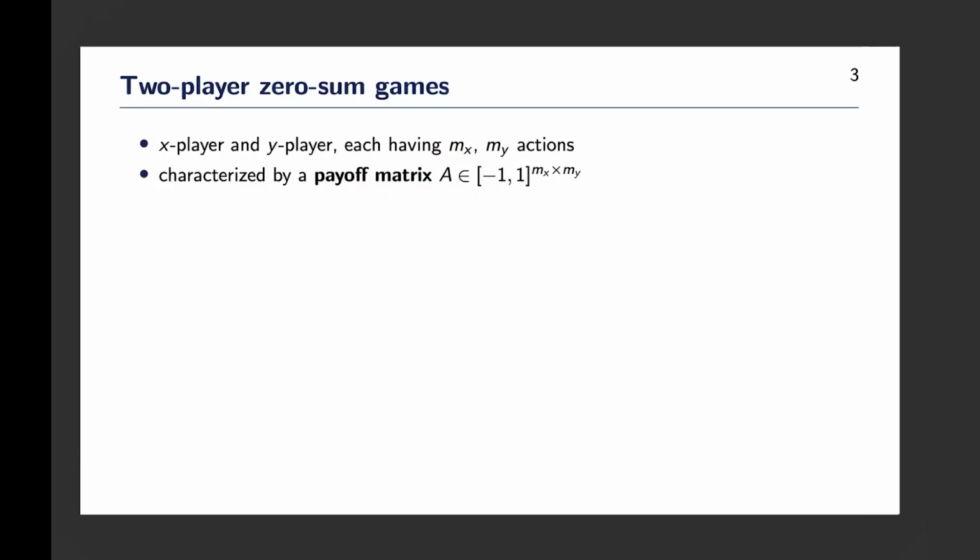In particular, in this talk, we focus on the classical setting of two-player zero-sum games. Before explaining the learning in games formulation, I'd like to recap several notions of two-player zero-sum games. In this setup, there are two players, an X and Y player, each having m_X and m_Y actions. This game is characterized by a known payoff matrix A, which is an m_X by m_Y matrix with entries between -1 and 1.